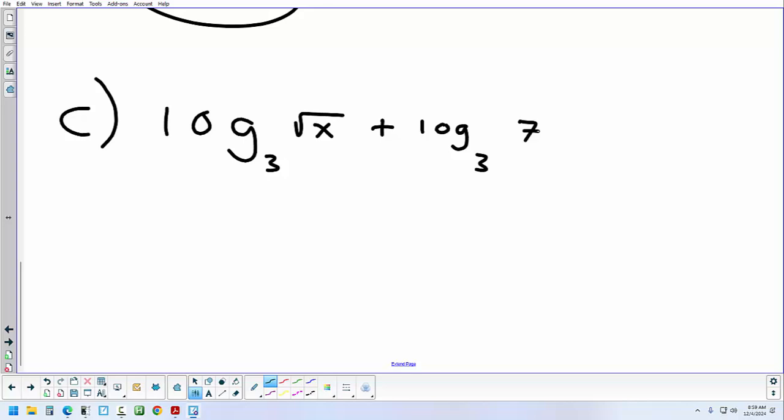First, I guess the first question you should ask is, are they the same base? If they're not the same base, then you can't combine them. They have to be the same base. So base 3, base 3. So when we recombine them into a single log, what's going to be my base? 3. It stays the same.